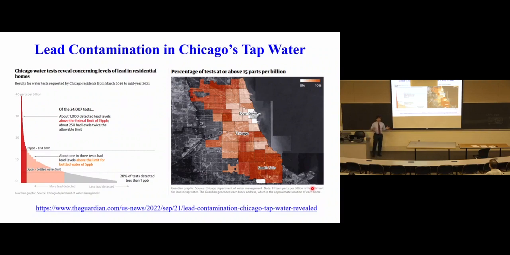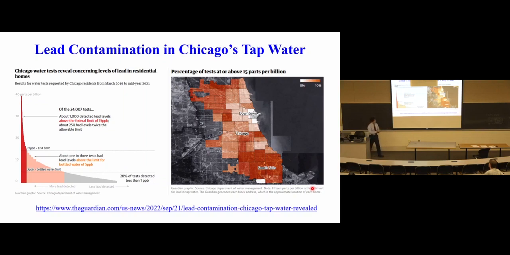Chicago has the longest lead service lines in the nation in terms of the water supply. There was a report from the Guardian just last year, I think. They analyzed the test data of the drinking water, the tap water in the Chicago area, only 24,000 of them. And out of those tested, about 5% of the water had lead above the EPA threshold, which is 15 parts per billion. And one-third of the water tested above 5 parts per billion lead, which is the threshold for bottled water by the FDA. So you can tell this is a really large-scale problem.